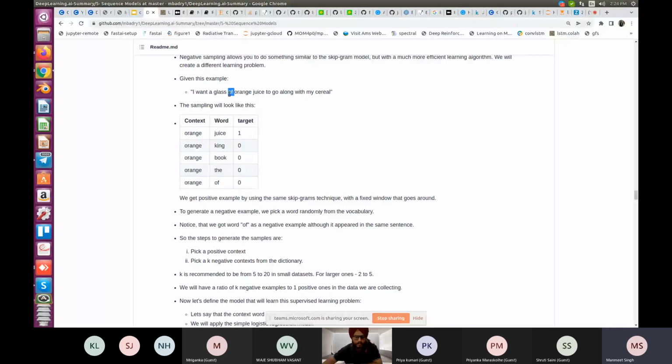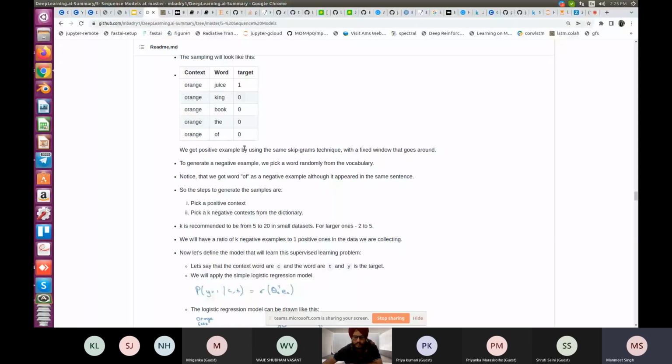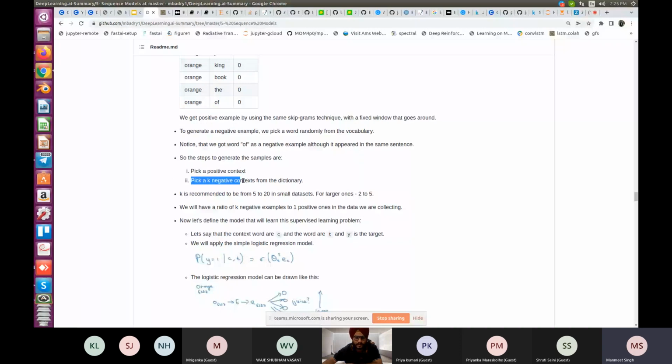So that is why it is a negative sample. Now the steps to generate the samples are: pick a positive context and pick k negative contexts from the dictionary. K is recommended to be 5 to 20 for smaller data sets, and for larger data sets it is 2 to 5. We'll have a ratio of k negative examples to one positive one in the data we are collecting.